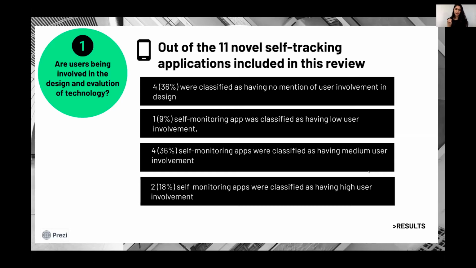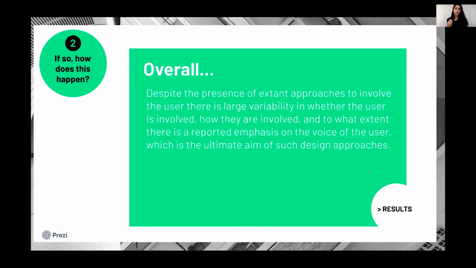So what's of note here is that one of the lowest scoring categories is that of no user involvement. And we only had 2 classified as having high user involvement. Even though there are recommendations of user-centered design within NHS Digital, you can see here that in this context, which is severe mental health and technology, the involvement of the user is highly variable. So just to expand on that a little bit, the conclusion we made here is that despite the presence of extant approaches to involve the user, there is large variability in whether the user is involved, how they are involved, and to what extent there is a reported emphasis on the voice of the user, which is the ultimate aim of such design approaches.